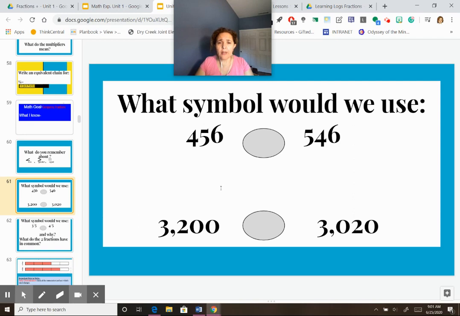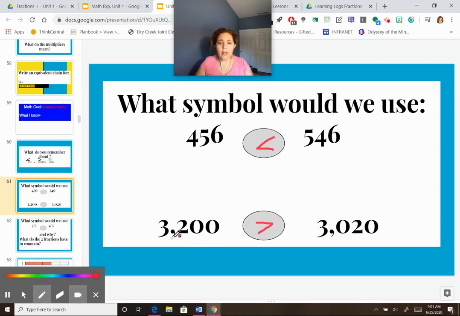So, how do we compare these? Do you remember? We start comparing what? Place value. That's right, the hundreds, right? So this one has a 4 in the hundreds. This one has a 5 in the hundreds. So which one's bigger? 546, correct? All right, try this one, okay? And then come back to me.